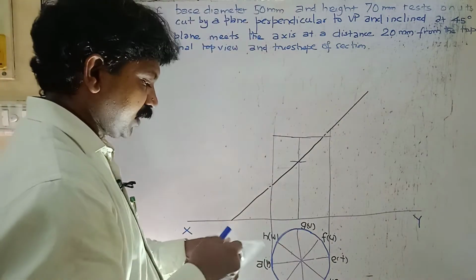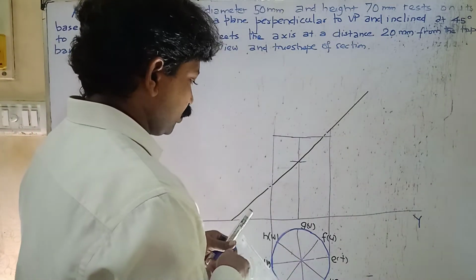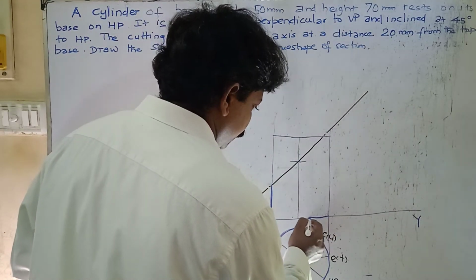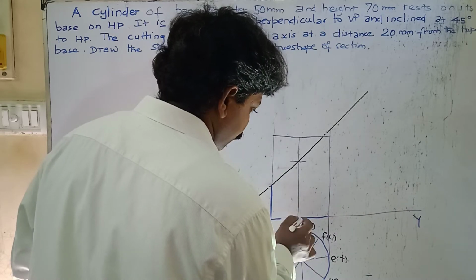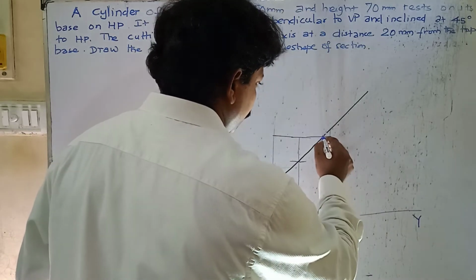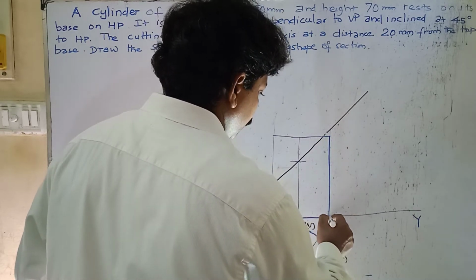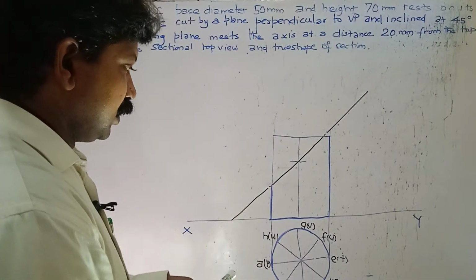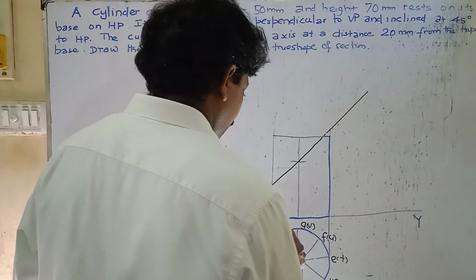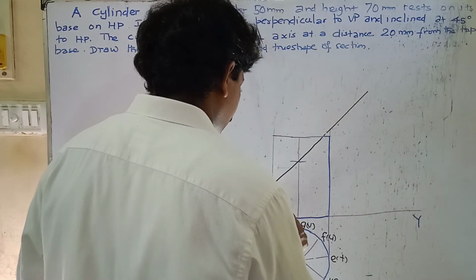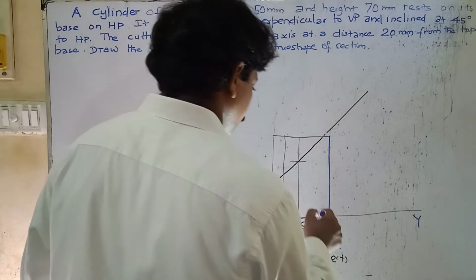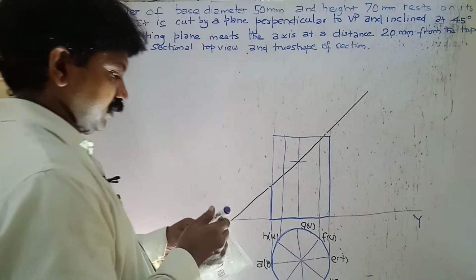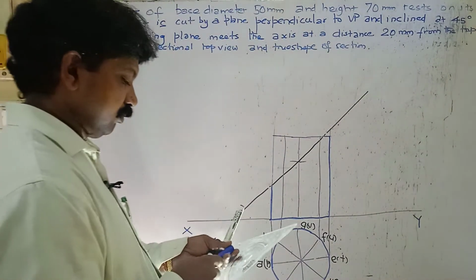The top portion is always removed. The remaining portion is the only required portion. Now give the naming to all the cutting points.